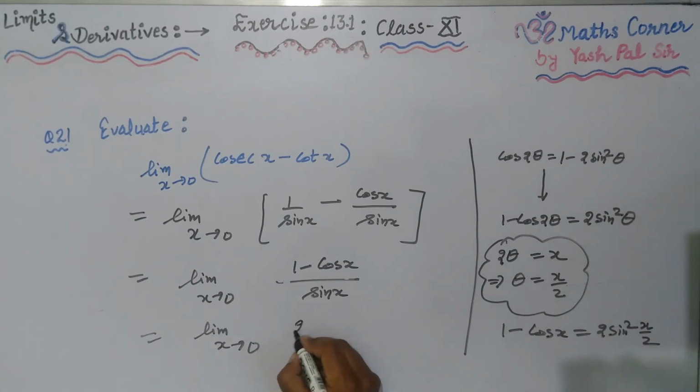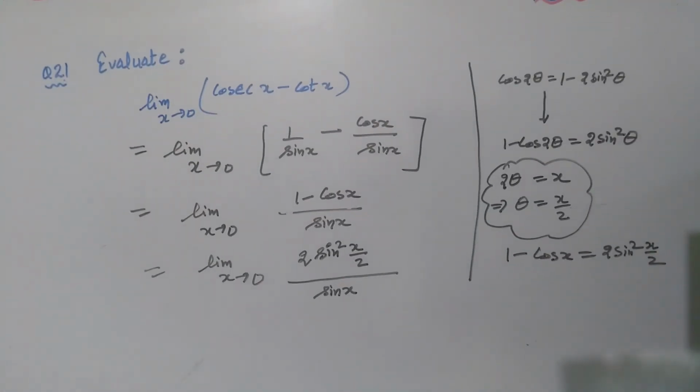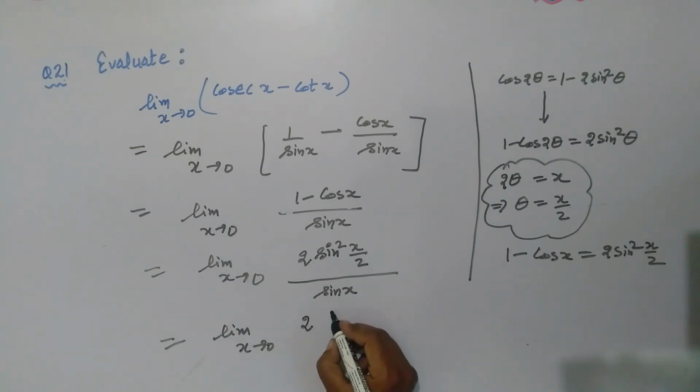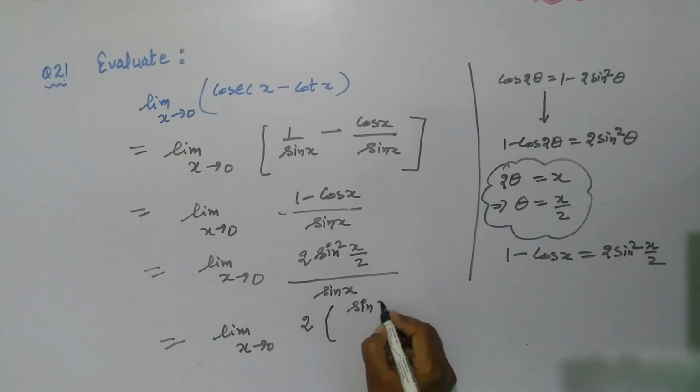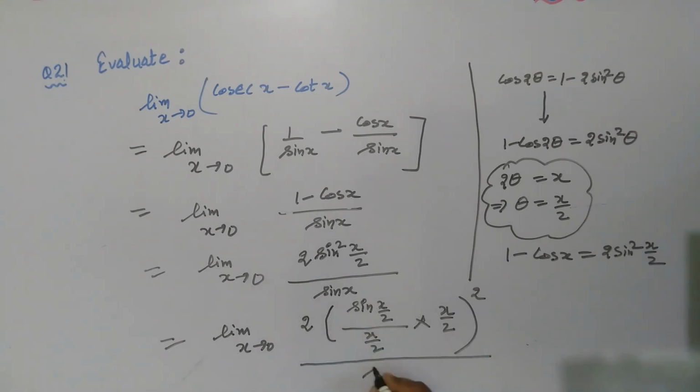So this is equal to 2 sine square of x upon 2, and in the denominator this is sine of x, right? Now next, how we are proceeding, very important question. Limit x approaches to 0, taking 2 constant common, we have sine of x upon 2 dividing by x upon 2 and multiplying by x upon 2, also taking the square outside because of this square symbol. In the denominator also we do the same thing, sine of x dividing by x and multiplying by x.